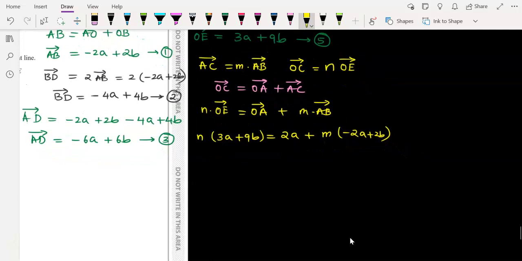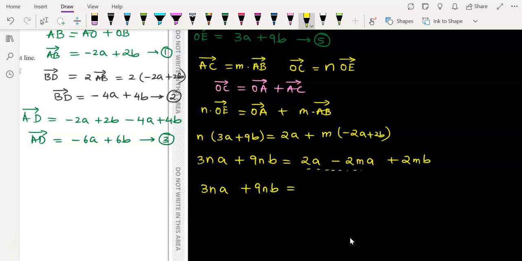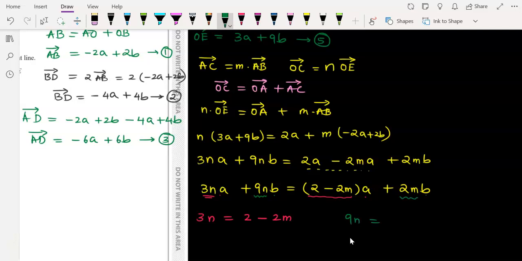On simplifying, multiply the bracket by n, so you get 3na plus 9nb equals 2a minus 2ma plus 2mb. From the first two terms on the right we can factor out a, so you get (2 minus 2m) a plus 2mb. Now we equate the a and b components. With a, I have 3n equal to 2 minus 2m. With b, I have 9n equal to 2m.